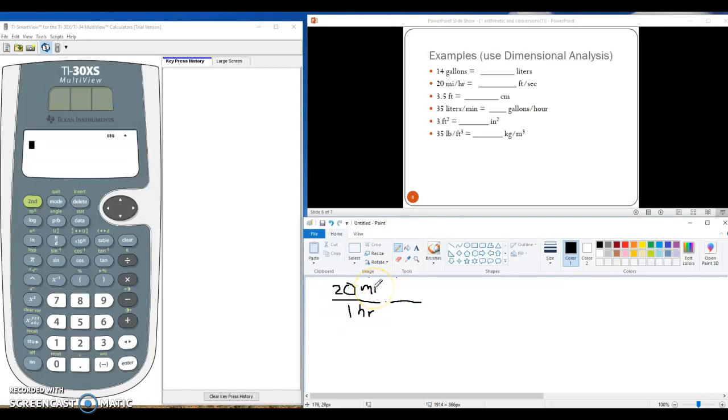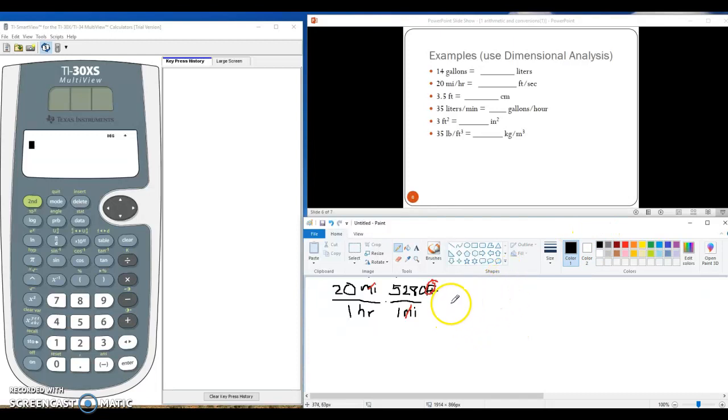I'm going to change the miles first. So I look on the back of my notes and I find that 1 mile, and I put that down here so it's in the opposite part, is the same as 5,280 feet. And then I'm going to actually cancel my label. So miles from the bottom and miles from the top cancel, and that label is done. Feet is one of the labels that we want in our answer, so I'm going to circle that.